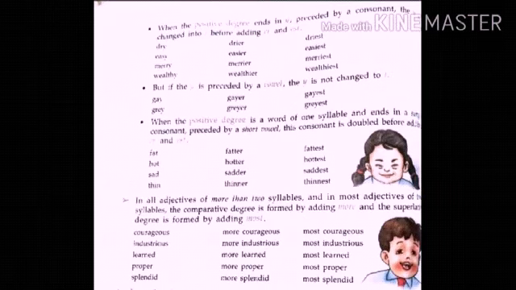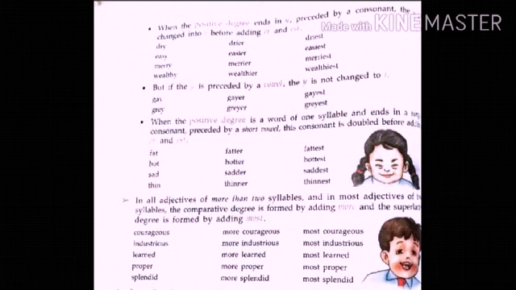When the positive degree ends in Y preceded by a consonant, the Y is changed into I before adding ER and EST. So when the positive degree ends in Y preceded by a consonant, in that case Y is changed into I before adding ER and EST.